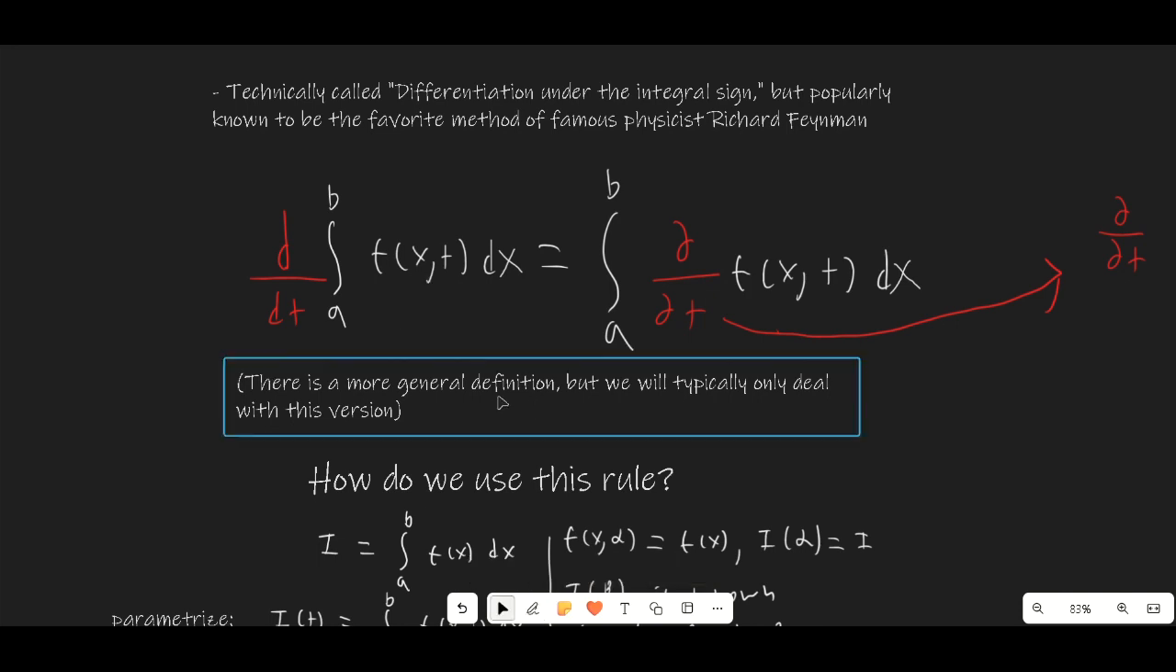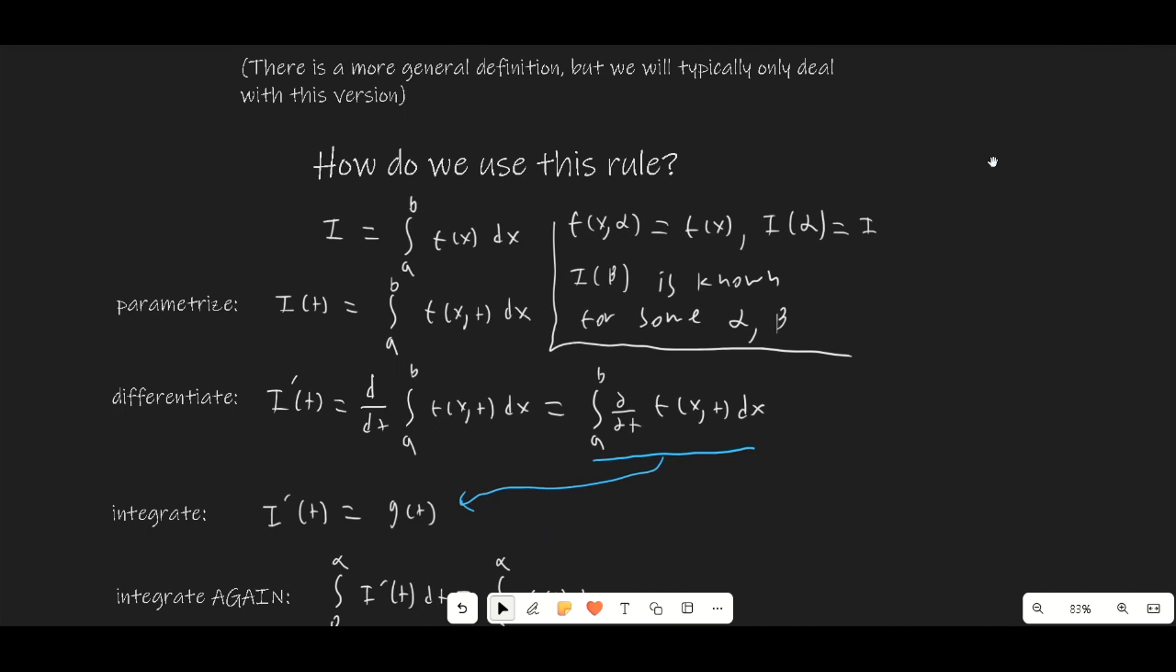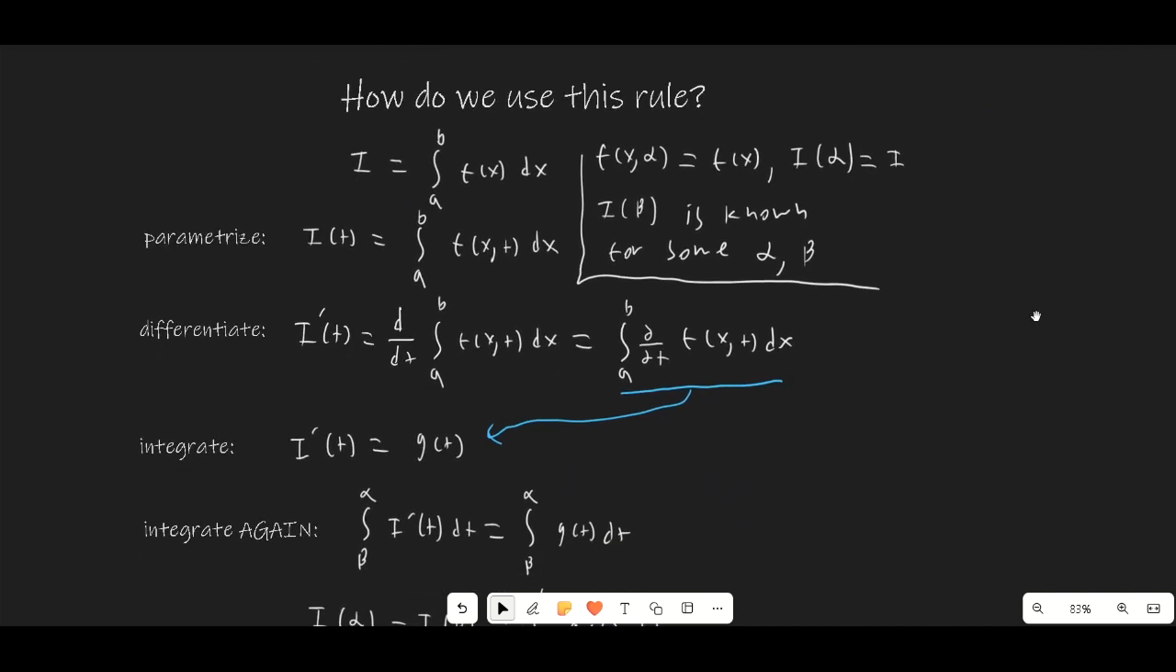So this is a super general definition, and there's a more general definition of this that has more terms and stuff, but we're only going to really deal with this version since there's no other version of the formula that's all that useful for us. So how do we use this rule? I'm going to go over the steps to use Feynman integration.